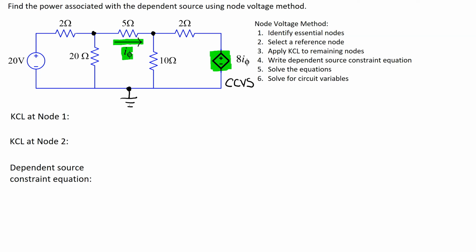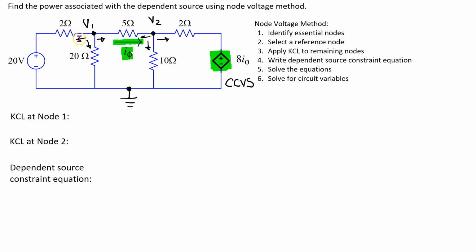Next, we need to apply Kirchhoff's current law to the remaining nodes. So let's label the node voltages as V1 and V2. A systematic way of applying Kirchhoff's current law to these nodes is to assume that we have all branch currents flowing away from the node. So in this case, we have 3 branch currents at node 1, and another 3 branch currents at node 2. Now we are ready to apply Kirchhoff's current law at node 1.